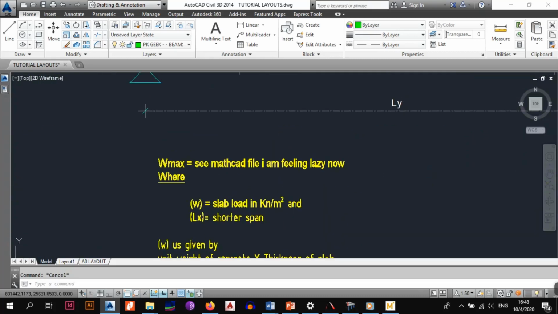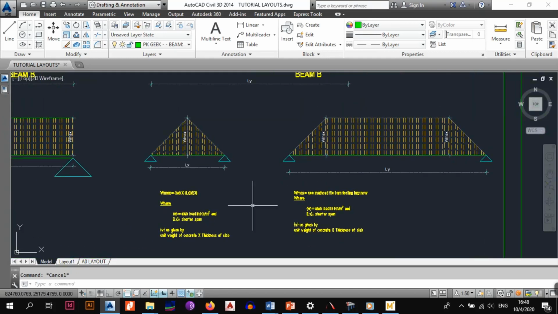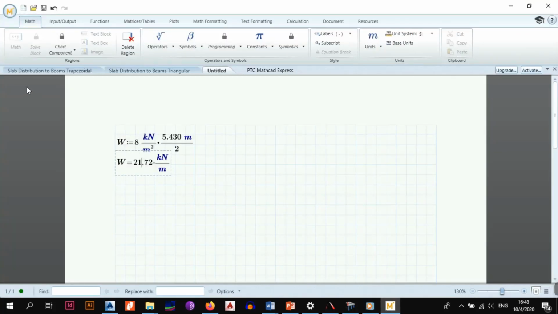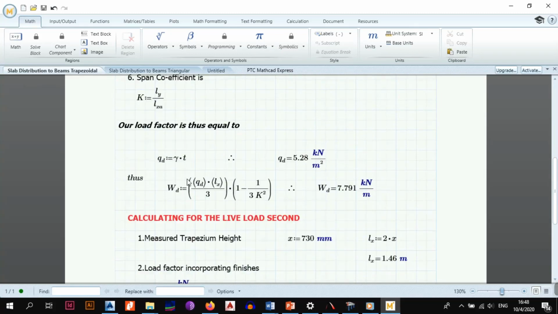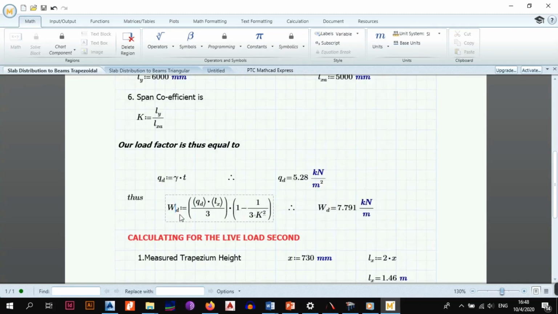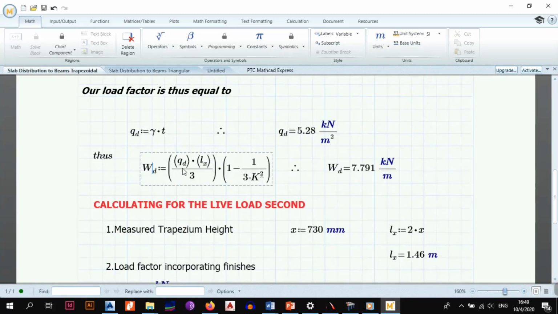And then for the trapezoidal load, see the Mathcad file. Let me just pull up my Mathcad sheet so that you understand this formula. So for trapezoidal loads, slab distribution to trapezoidal loads, this is what happens. The formula is given by WD. Let me just zoom in. WD is given by QD, where QD is the load from your slabs, the area load, whether it's 8 kilonewtons per square meter or whatever it is, multiplied by the shorter span divided by 3.